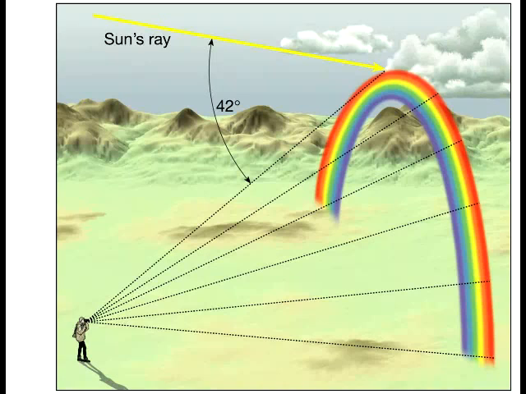Each droplet disperses the full spectrum of colors. However, the observer will only see one color from a single raindrop, depending on the angle of the observer's view to the sun's ray at this particular droplet.